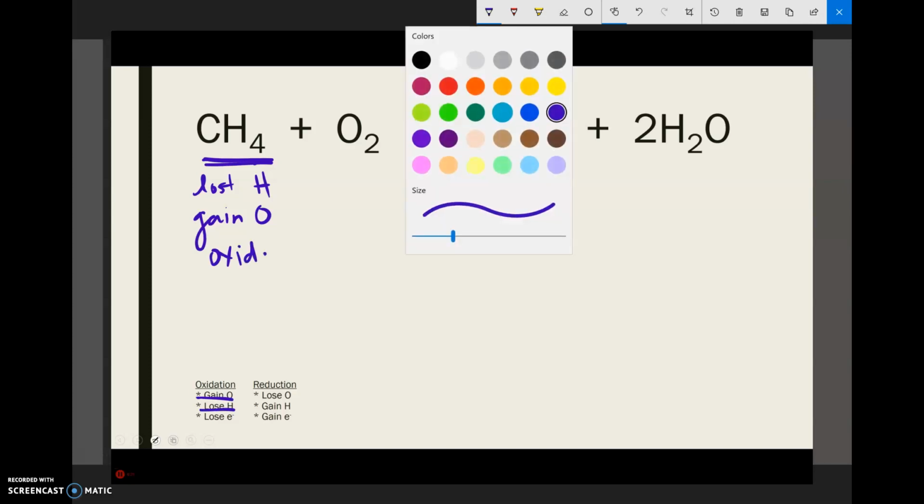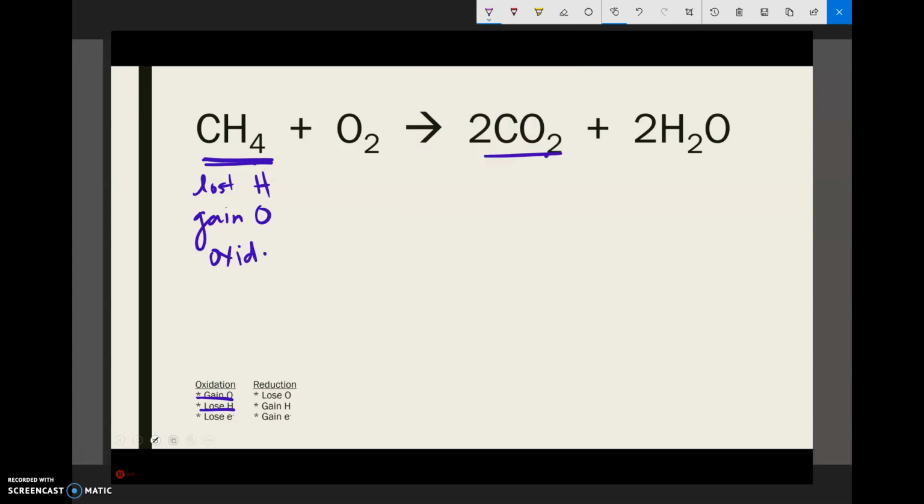Okay, now let's look at our other element. Here we have oxygen, comparing it to the water. Remember, we're not looking at our coefficients when we're doing this. Okay, so here we have 2 oxygen. Over here we only have 1, so we have lost oxygen. Then over here we have no hydrogen, but over here we have 2. We've also gained hydrogen, so let's hope those 2 go together. So here is loss of oxygen, gain of hydrogen, that shows reduction.